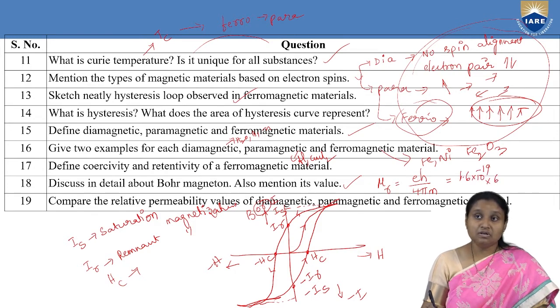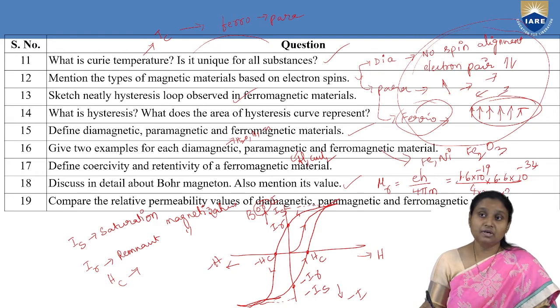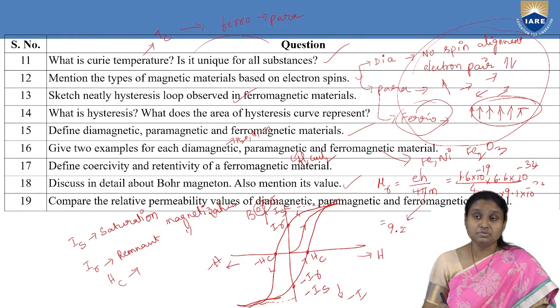And we know Planck's constant is 6.6 into 10 power of minus 34, divided by 4 into 3.14 into the mass of electron, which is 9.1 into 10 power of minus 31. When we substitute, the value of Bohr magneton comes out to be 9.27 into 10 to the power of minus 24 ampere meter square.